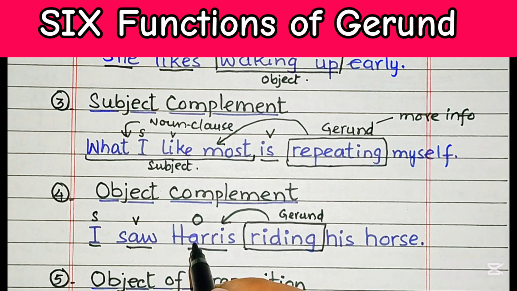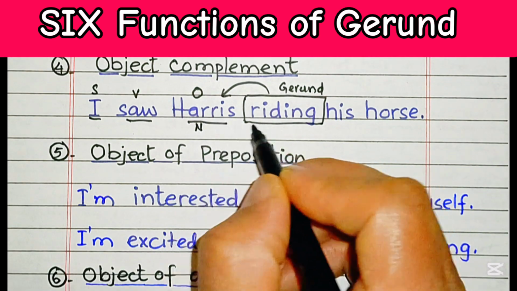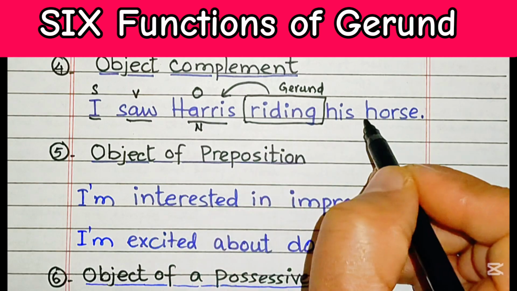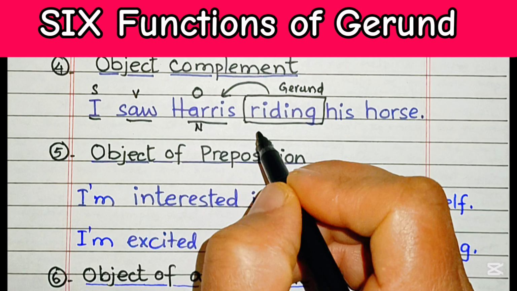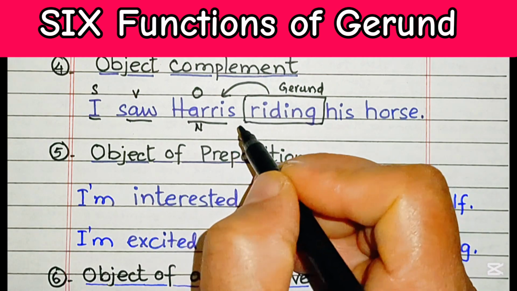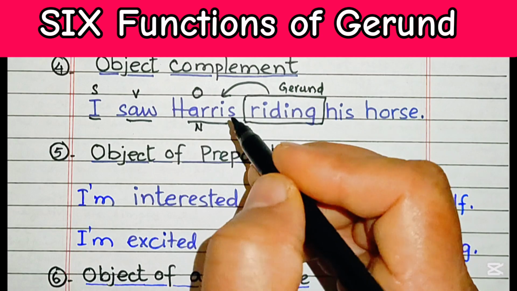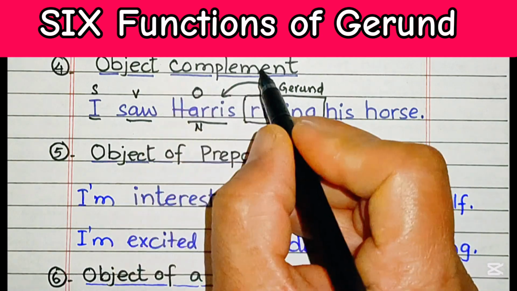So I saw Harris riding, doing something. So you're giving more information about Harris's action here. So what was his action? That was riding his horse. So in this situation, the gerund is giving us more information about the action done by the object. So here it's an object complement.